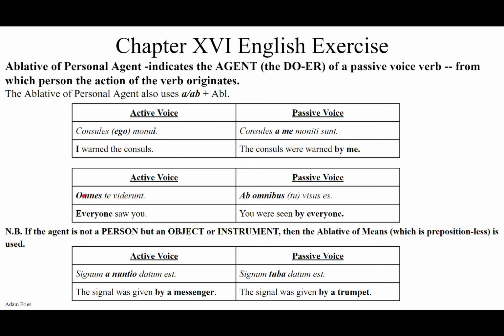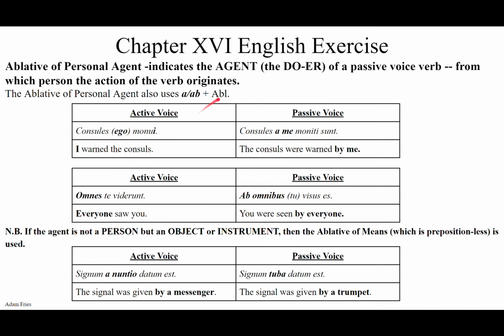Active voice: omnes te viderunt. All persons saw you, everyone saw you. In the passive, tu, if we wanted to include it, visus es, you were seen, ab omnibus, by everyone. Who actually did the seeing? Everyone did, but the verb is passive. We're indicating that the action is happening to a subject, to a you. You were seen. The seeing happened to you, and it was carried out by everyone, ab omnibus.